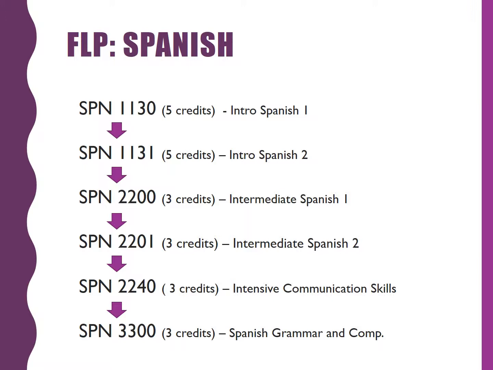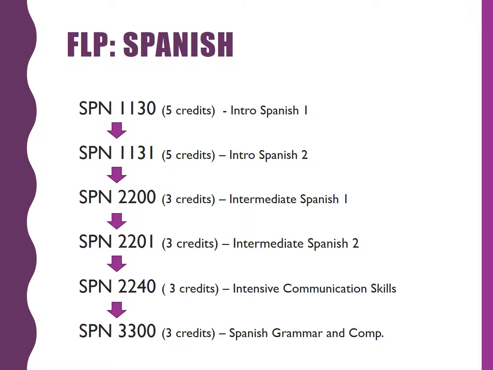So as you can see, we've got our introductory sequence, our 1000 level, which is Spanish 1130 and SPN 1131. We move then into intermediate, which is SPN 2200 and 2201, so intermediate Spanish 1 and 2. And then we have kind of like a buffer class almost in there. SPN 2240, which is intensive communication skills, is a 2000 level class that's designed to help make sure that the students' oral skills in the language are where they need to be before going into advanced.